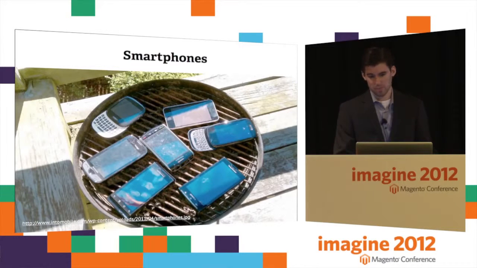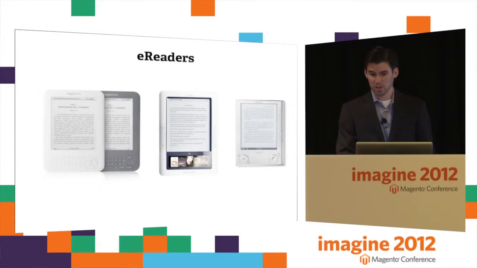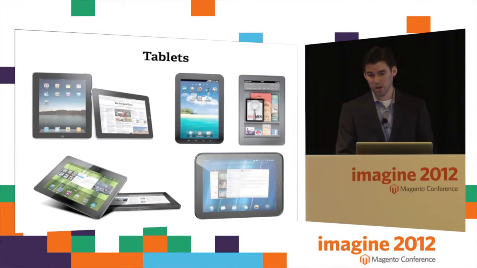Smartphones kind of started with BlackBerry, but really kicked off when the iPhone launched. There's tons running Android software now. You have Windows 7 Phone, BlackBerries, Nokia. You have portable media players like iPod Touches, Android-based media players that don't have phone capabilities. Sony PS Vitas, Nintendo DSs, they all have browsers on them. E-readers like Amazon Kindle, Barnes & Noble's Nook, and Sony readers. Tablets like iPad, Android-based devices, Kindle Fires, BlackBerry Playbooks, and HP touchpads.